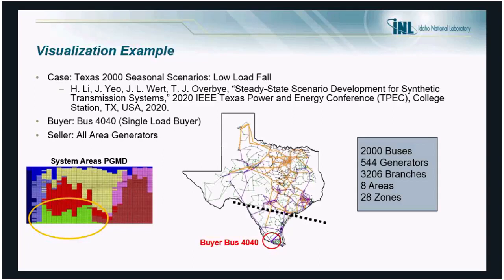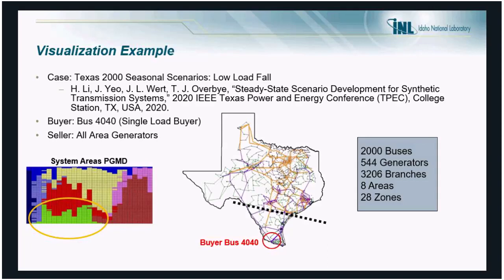The buyer is a single load buyer, bus 4040, located down in Callan, Texas, circled at the southern point of Texas. The seller for this simulation was selected to be all area generators. That means the responsive generators are located south of that black dotted line in the pseudo-geographic mosaic display, or PGMD, representation. In the figure on the left, the buses in that area are mapped to the lower component of the screen, in the green displayed there.